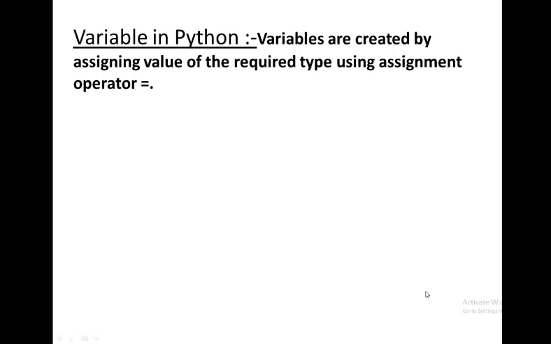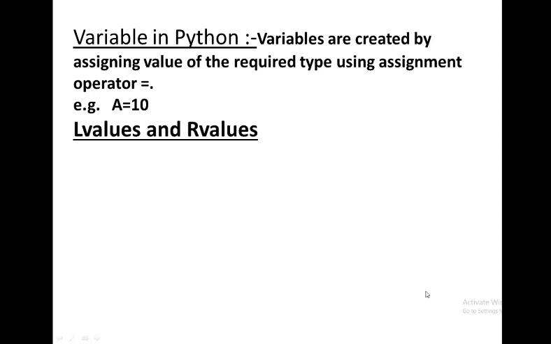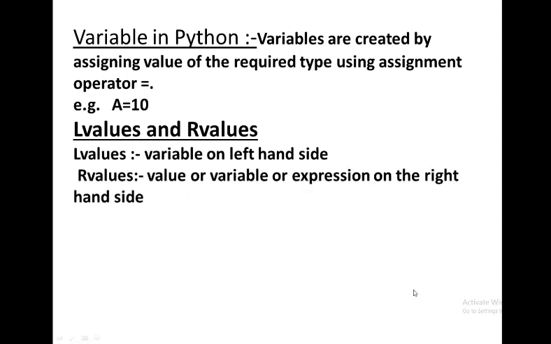Now next, variables in Python. Variables are created by using the equal to operator, which is known as the assignment operator. On the left hand side of the assignment operator, there should be a variable, and on the right hand side you can use a variable, value, or an expression. L values and R values: L value means on the left hand side, so the L value should be a variable only. On the right hand side you can have a variable, value, or expression.